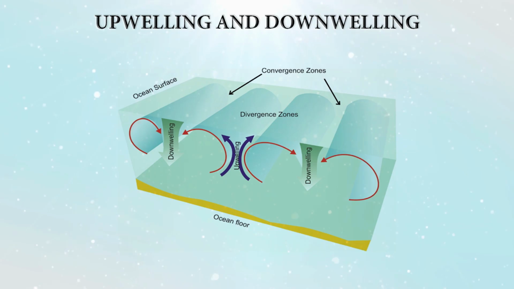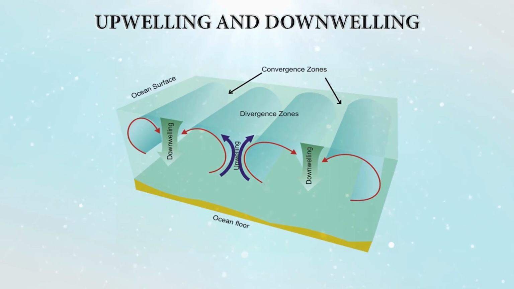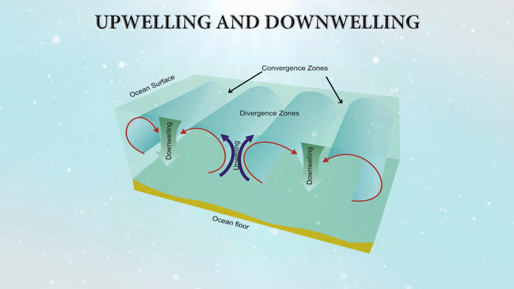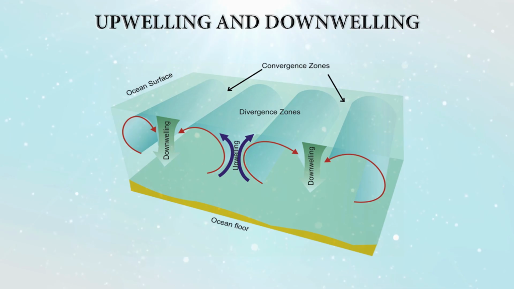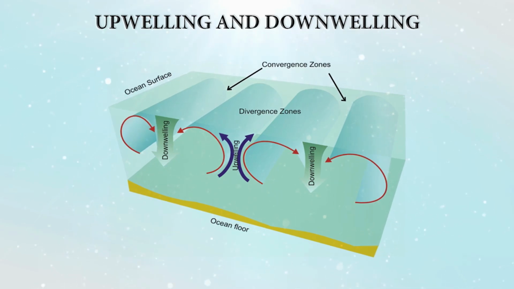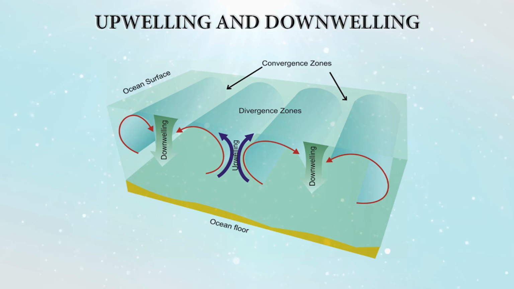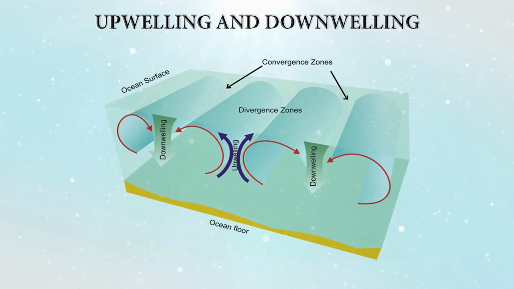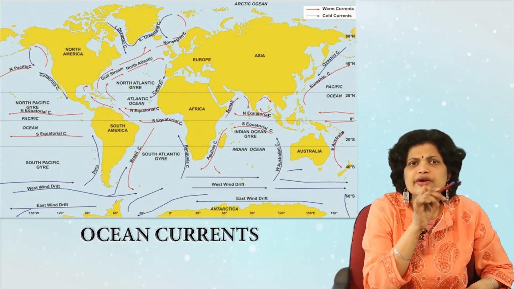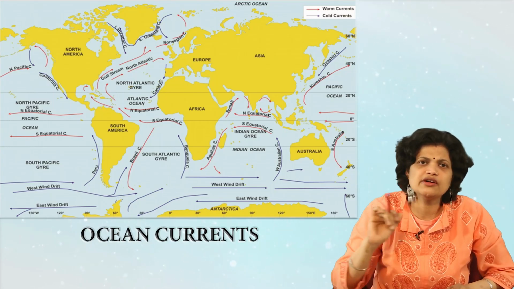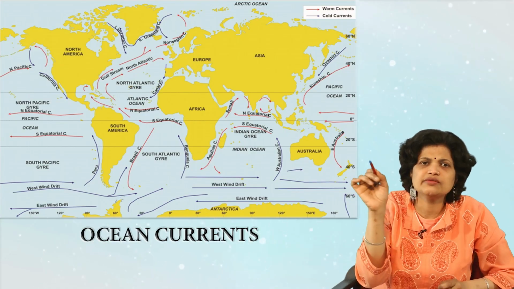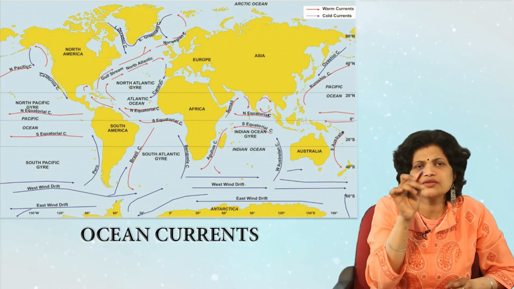One more thing: when there is divergence of ocean currents, then upwelling of water occurs, and when there is convergence of ocean currents, then downwelling of water occurs, and you should understand this while learning. Let us come to the oceanic currents of the Atlantic Ocean. You see, the red ones are the warm currents and the black ones are the colder currents. So, let us come to the equatorial part of the Atlantic Ocean.